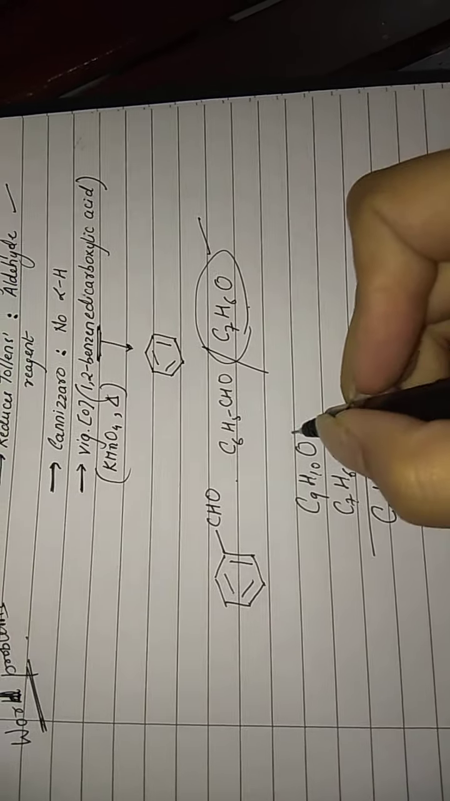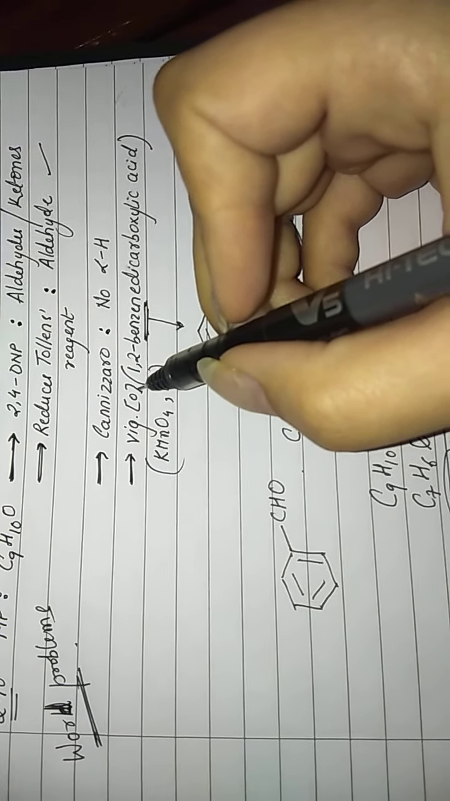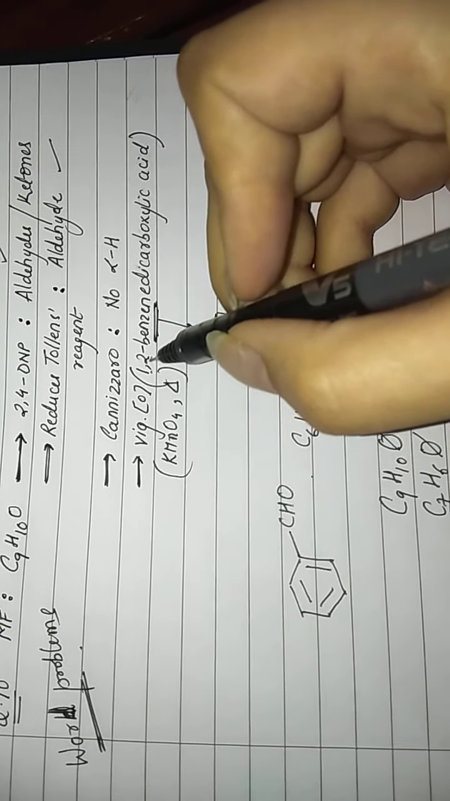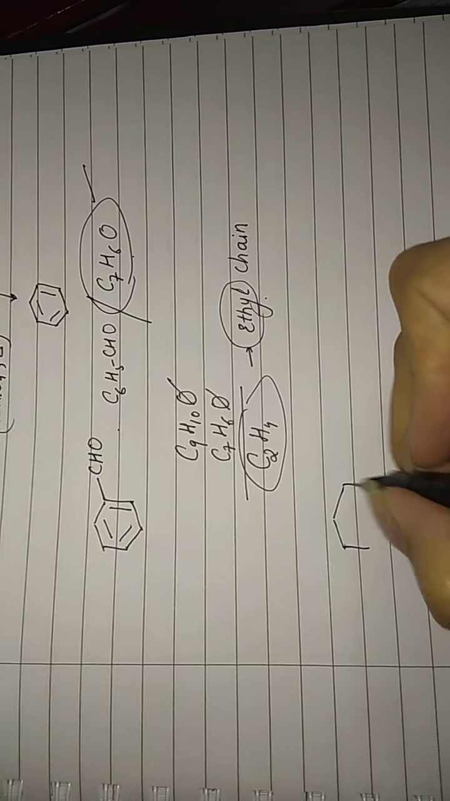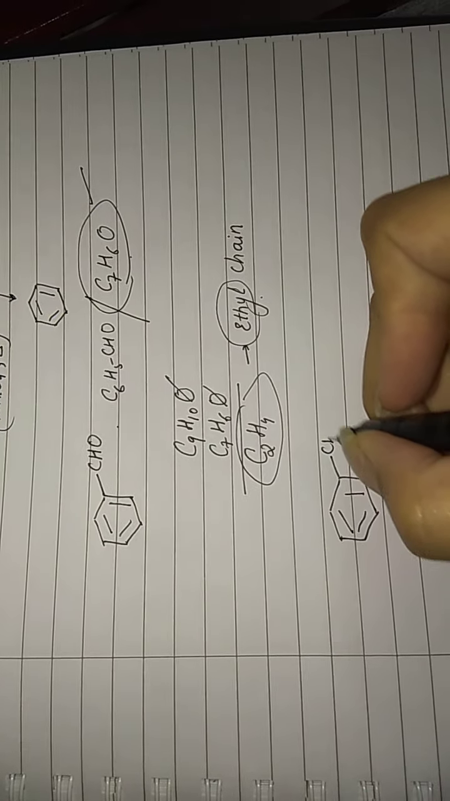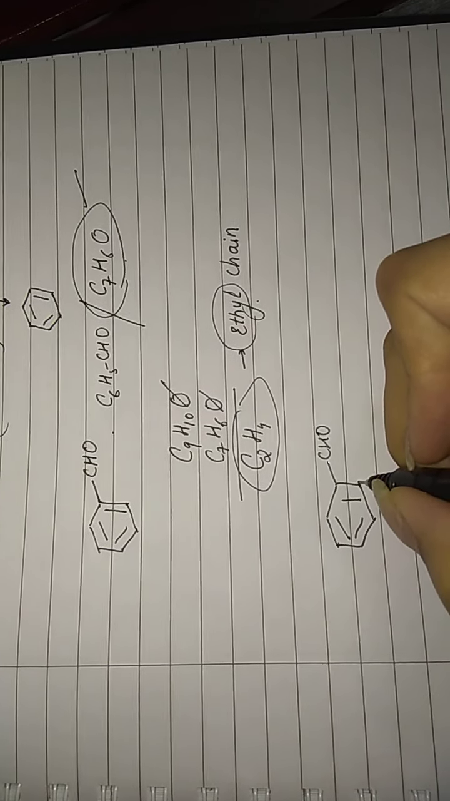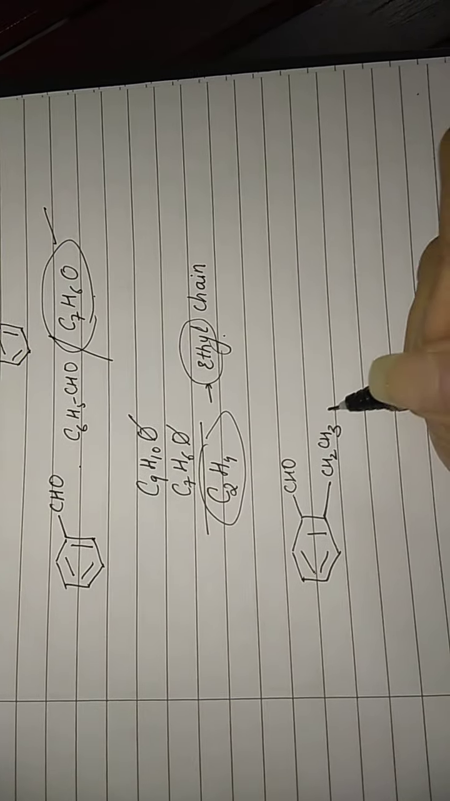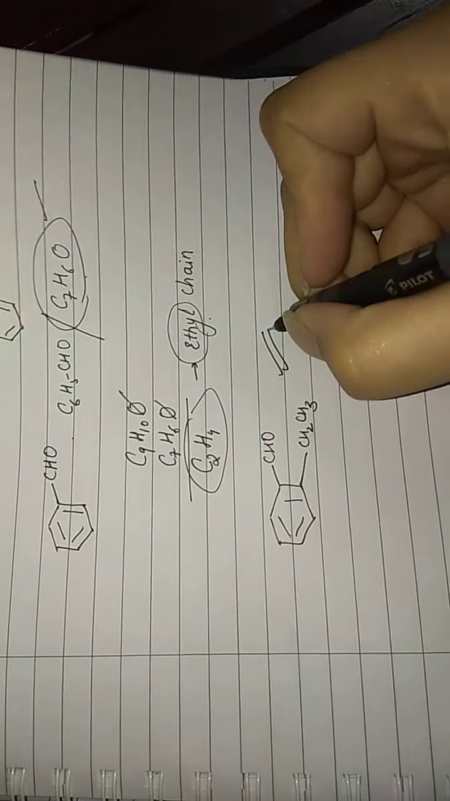Now, where is this ethyl group attached on this benzene ring? How will I get to know that? It says that on vigorous oxidation, it forms a 1,2 dicarboxylic acid, meaning two adjacent positions. So the ethyl group must be present on the position just next to the CHO group. This is my ethyl chain. Okay, so I have got my compound.